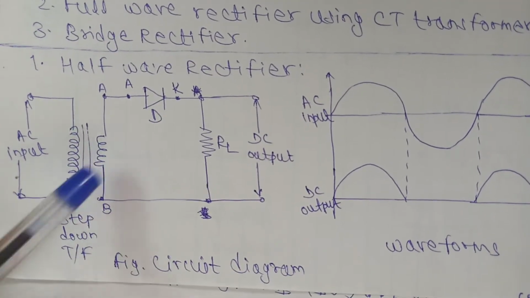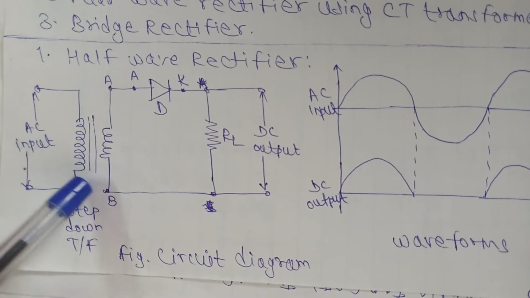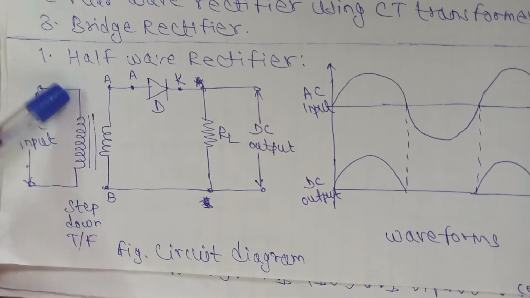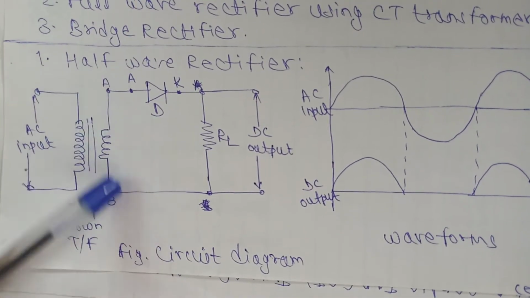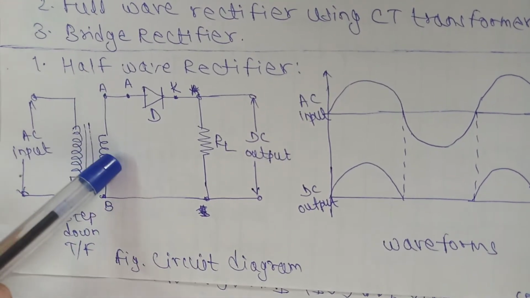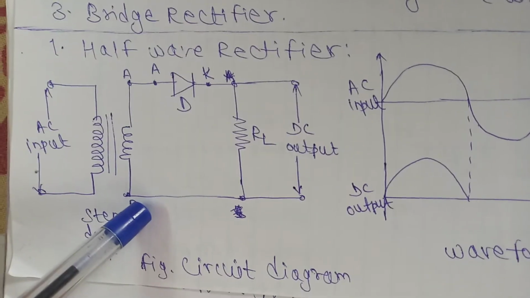See this keenly. This device, all of you know, is nothing but the transformer. Here it is written step down transformer. This obviously is the primary winding and this is the secondary winding. The high voltage AC is converted into low voltage AC as the secondary output here.